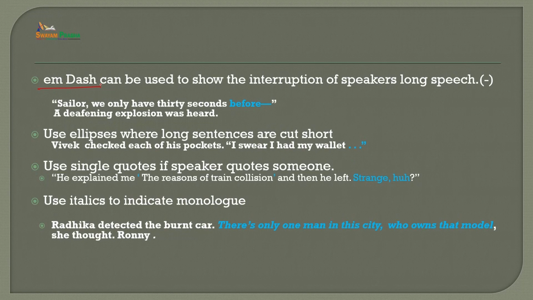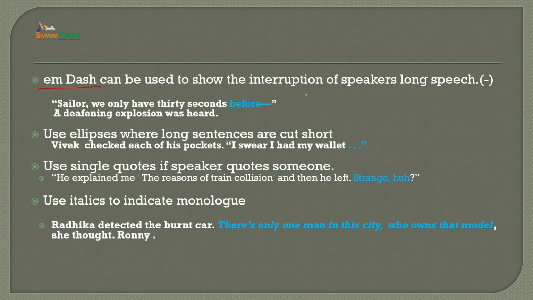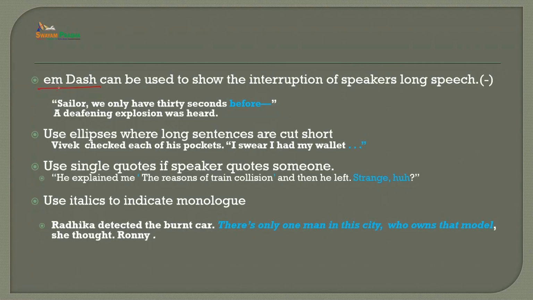Now, what is an em dash? An em dash can be used to show the interruption of a speaker's long speech. Whenever the speaker is giving a long speech, and the writer wants to show that there has to be some kind of gap, otherwise this will create boredom. So, in that condition, an em dash or a pair of em dashes is used. For example, "Sailor, we only have 30 seconds before—" Now, use of em dash: "A deafening explosion was heard." So, this is called an em dash.